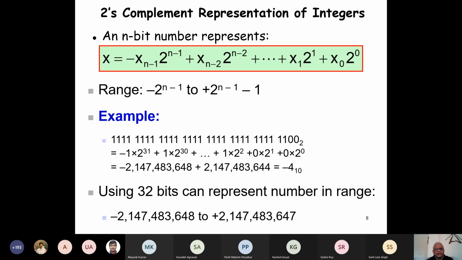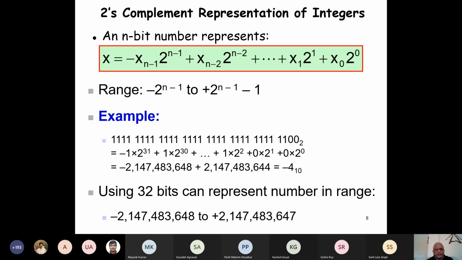Now we can see that the most positive number is 2 to the power n minus 1, minus 1, because the most significant bit is 0 for positive numbers. And therefore, if you evaluate all the rest, it will be 2 to the power n minus 1, minus 1. On the other hand, the most negative number is minus 2 to the power n minus 1, because the most significant bit itself is minus 2 to the power n minus 1. The rest are zeros.